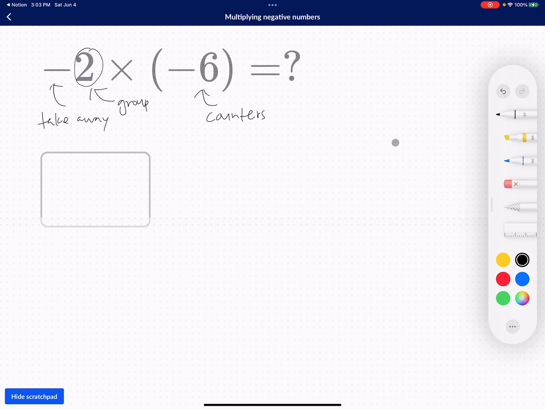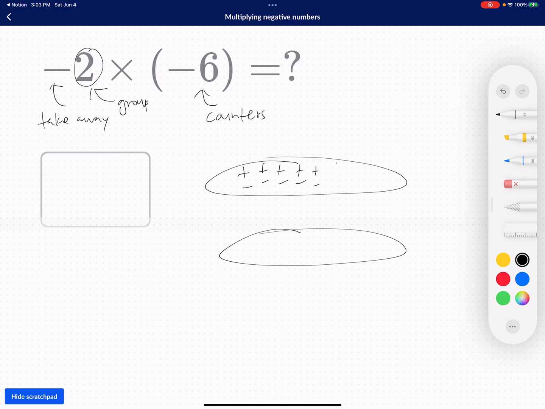So let's begin by drawing two groups, right? And because I'm taking away 6 negative counters, what I want to do is start with two groups of 6 zero pairs. 2, 3, 4, 5, 6. So I have two groups of 6 counters. And now what I'm going to do is take away, what am I going to take away? I'm going to take away two groups of -6 counters.